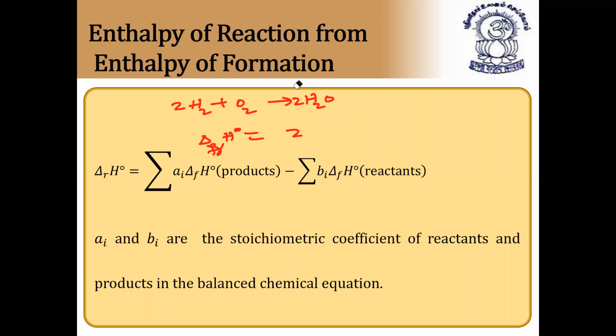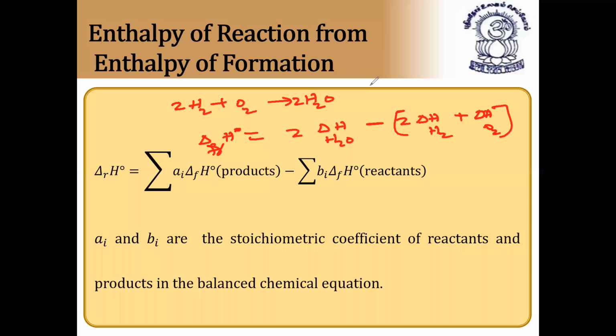For parts, we have to take parts first. So 2 into delta H of formation of water minus 2 into delta H of formation of hydrogen gas minus, that is plus, reactants delta H of formation of oxygen gas. So in this way, you have to take delta H.